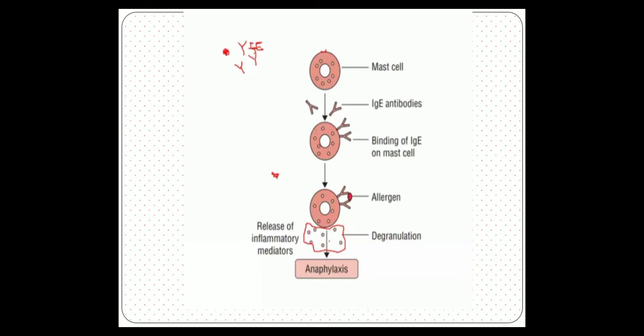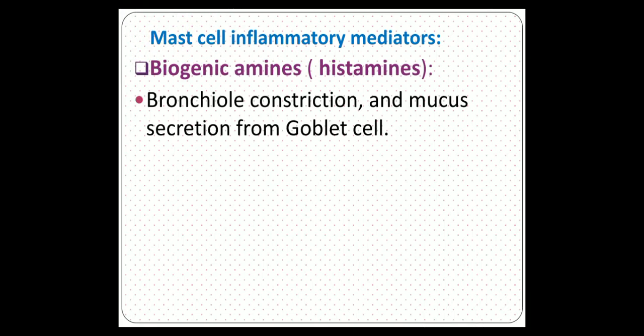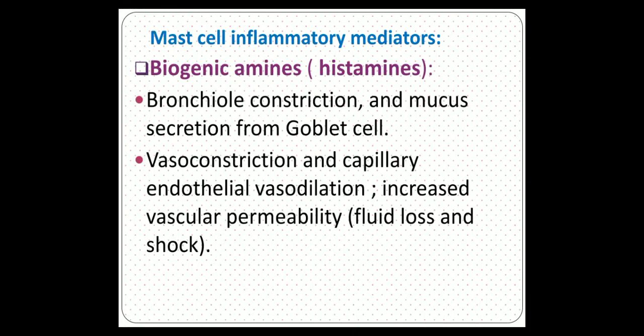Okay guys, now let's see about the mast cell inflammatory mediators. What are they? Okay, so biogenic amines, they are histamines: bronchial constriction, and mucus secretion from goblet cells. Goblet cells are mucus secreting cells in the body. Vasoconstriction and capillary endothelial vasodilation, increased vascular permeability, fluid loss, and shock. So this is the job of the histamines, the inflammatory mediators inside the body.